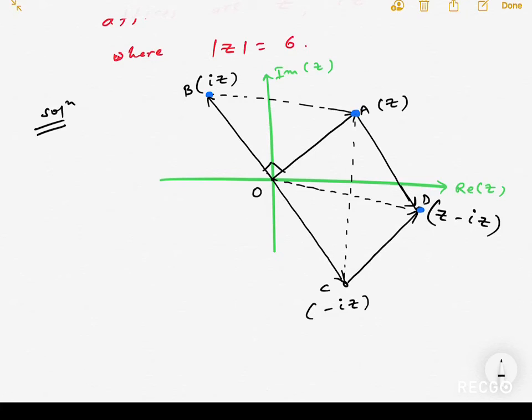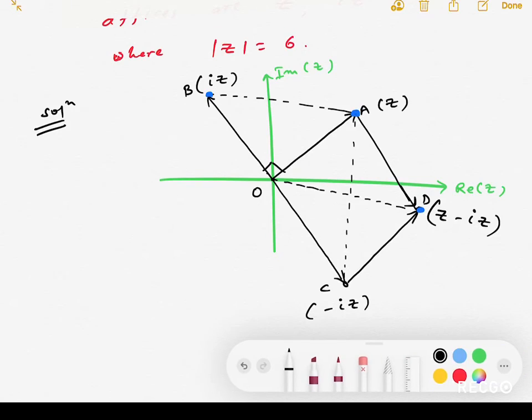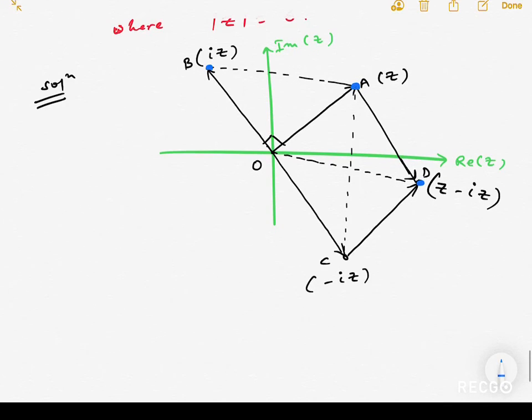I have marked it with blue dots. The vertices of the triangle are marked with blue dots. So see this, BAD is the triangle whose affixes are z, iota z, and z minus iota z. So this, as I said, is the triangle with vertices z, iota z, and z minus iota z.